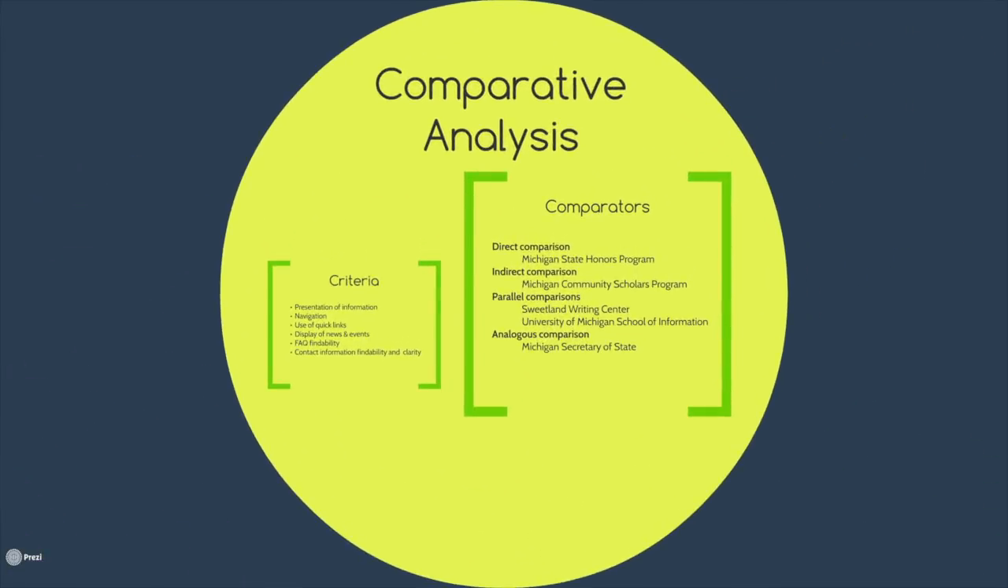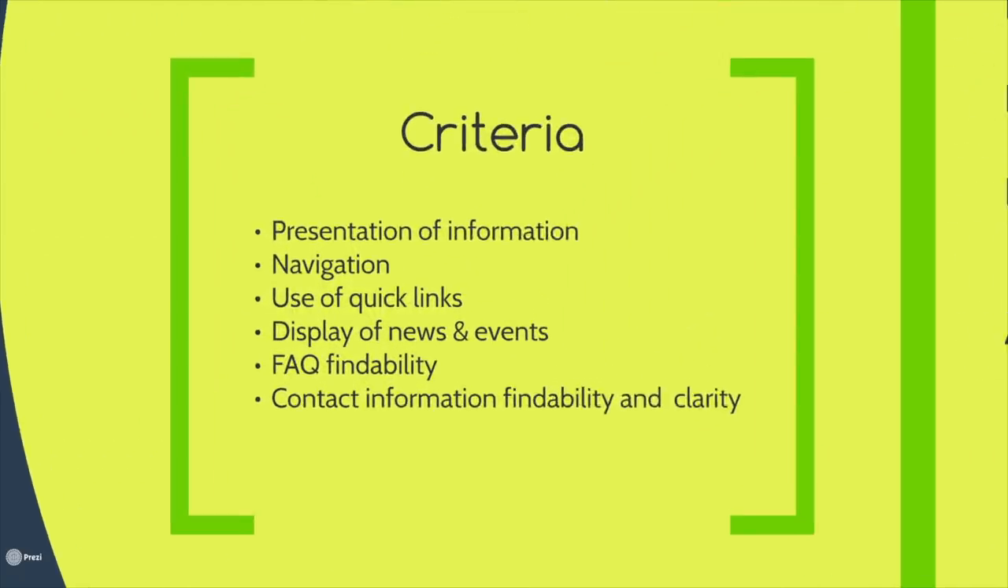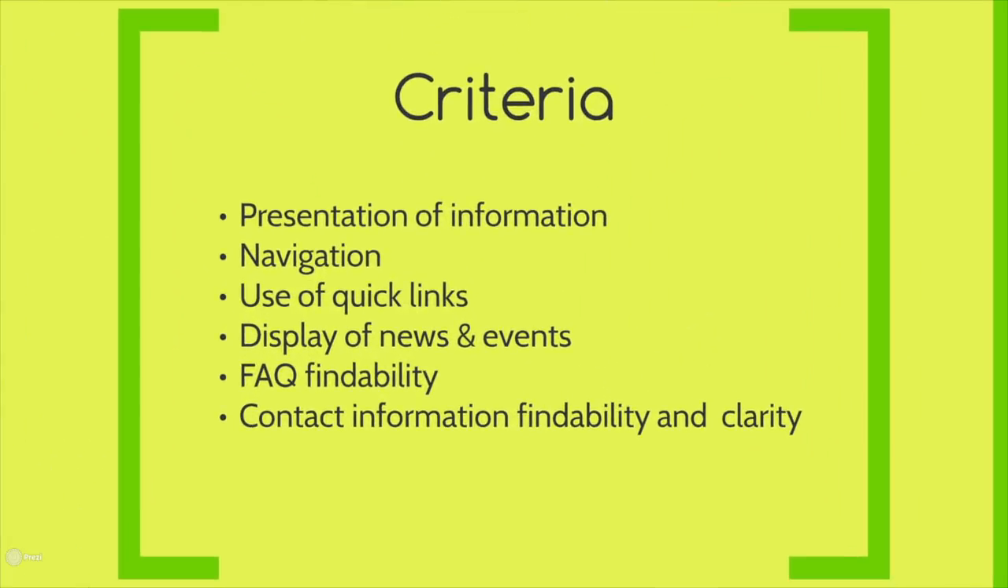After that, we looked at some of the competitors to find out how they are solving these problems. Some of the criteria used by us for comparison included how the information is presented, the overall navigation, how many and for which pages quick links have been used, how the news and upcoming events are displayed, and how easy it is to find FAQs and contact information.